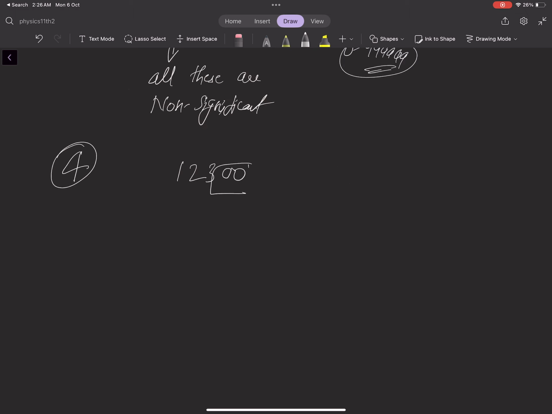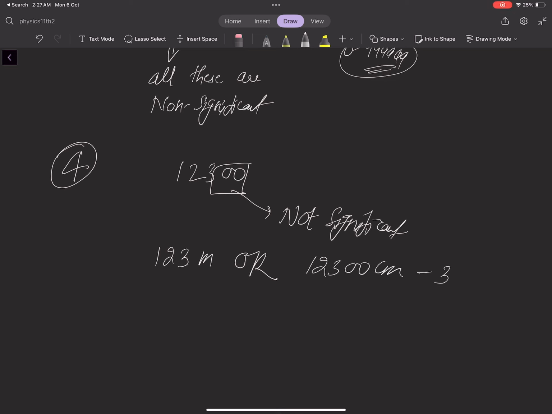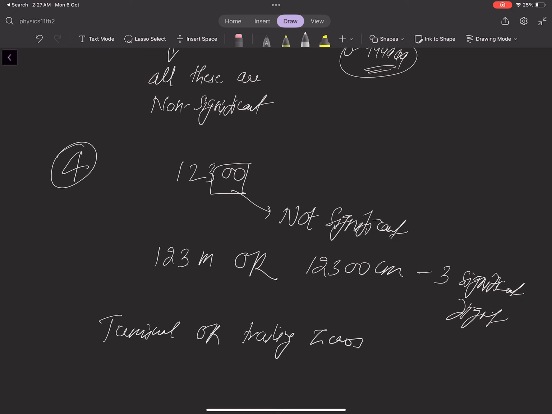12300. So these zeros are not significant. So 123 meter or 123 centimeter both have 3 significant digits, right? So the terminal or trailing zeros in a number without a decimal point are not significant. So decimal point should not be there.